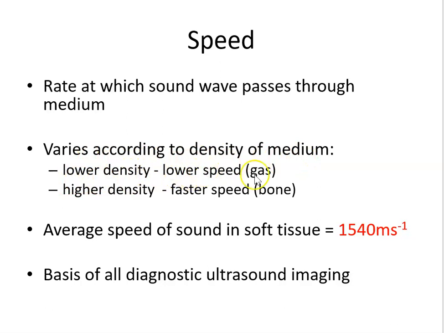So low density, such as a gas, you've got a low speed of sound, whereas something like bone, which is very high density, has got a very high speed of sound. For most tissues that we're going to be dealing with it is 1540 meters per second. So for fat, muscle, general tissues, it's going to be roughly this number. And this number is the basis of all diagnostic ultrasound imaging calculations.